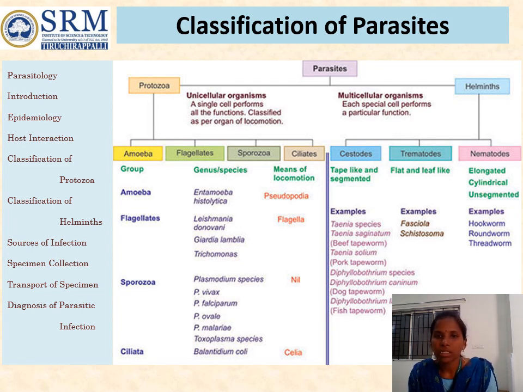And the next one is helminths. There are three major classifications: cestodes, trematodes, and nematodes. Cestodes are tape-like segmented helminthic worms, trematodes are flat and leaf-like helminthic forms, and nematodes are elongated, cylindrical, unsegmented forms. Examples for cestodes: Taenia species. Examples for trematodes: Fasciola species. Examples for nematodes: hookworm, roundworm, and threadworm. These are the classifications of parasites.